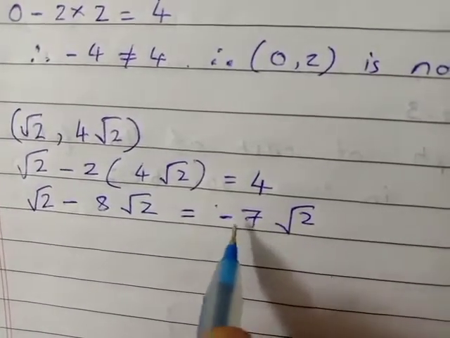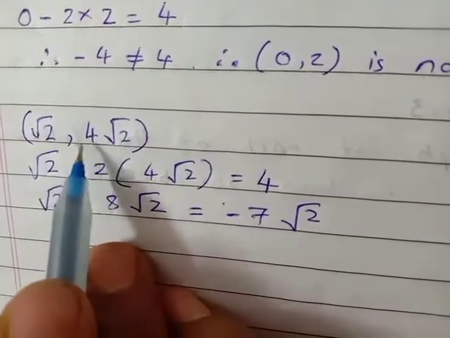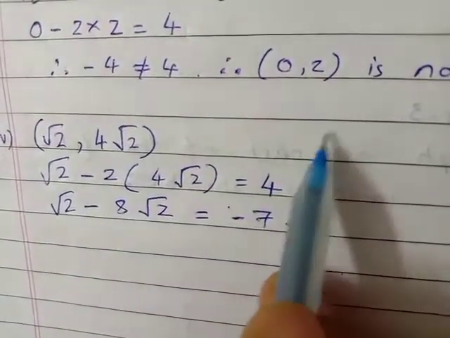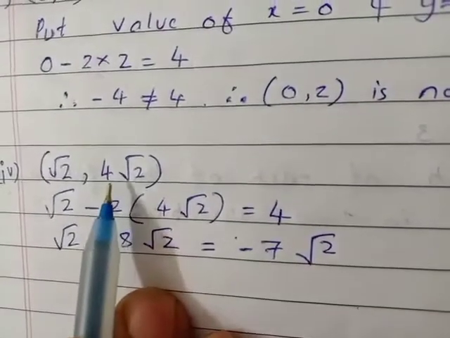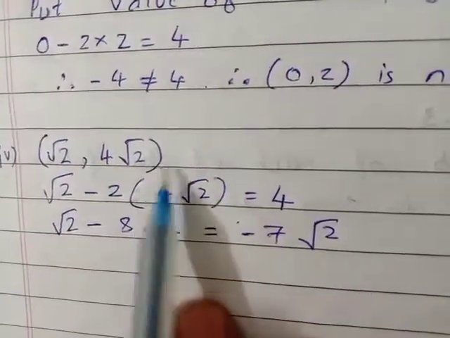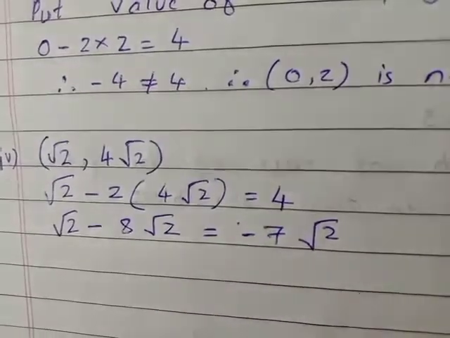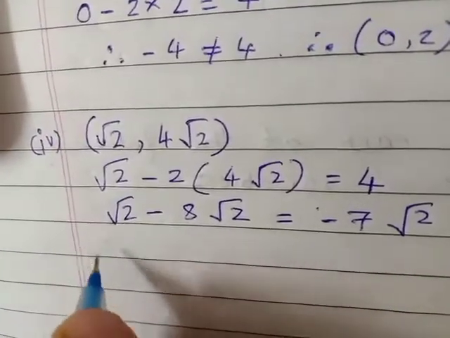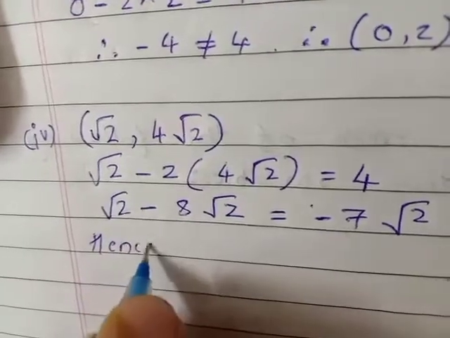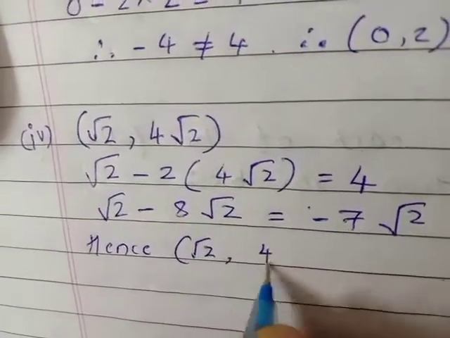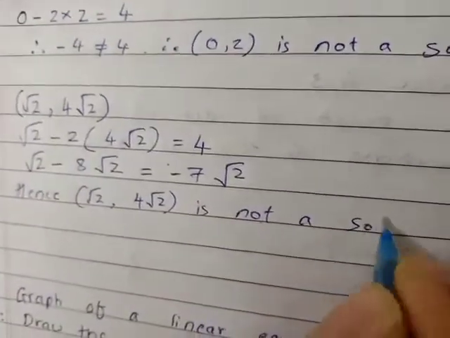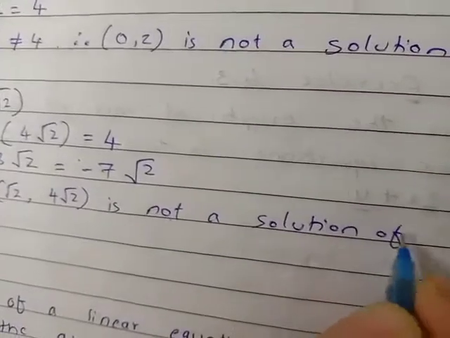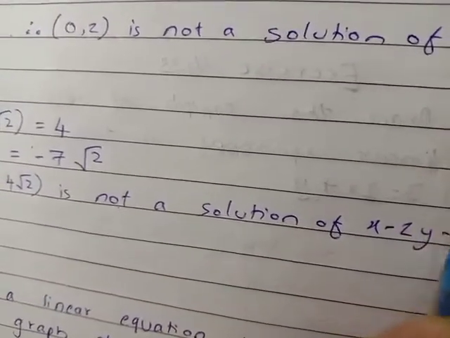So you can say that root 2 comma 4 root 2 is not a solution of this equation. Why? Because when you put the value of x as root 2 and the value of y as 4 root 2, we will not get 4. So you can write that hence root 2 comma 4 root 2 is not a solution of x minus 2y equal to 4.